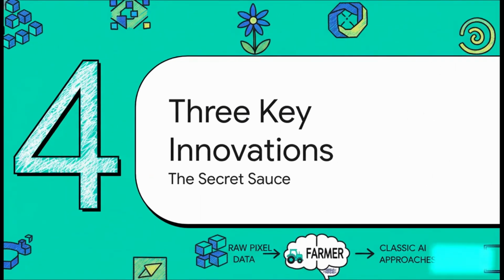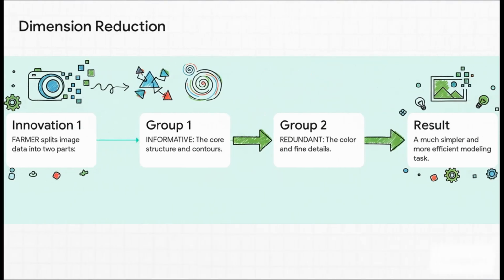Now, this whole hybrid approach is only possible because of 3 really clever innovations. This is the secret sauce that makes the entire thing work. All right, innovation number 1 is how Farmer just gets smarter about the problem. It realizes that not all pixel data is created equal. So Farmer automatically splits the data into 2 groups. You've got the informative channels. This is the core structure, the lines, the shapes, and then you have the redundant channels. This is all the color, texture, and the little details. You can think of it like an artist who sketches the main outline first and only then starts filling in the color.